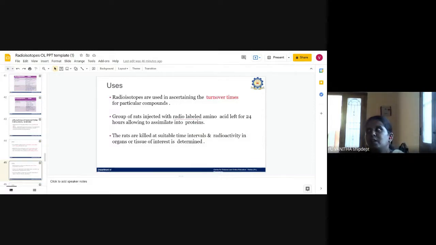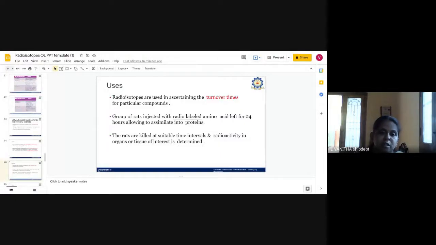Here, radioactive isotopes are used in ascertaining the turnover times for particular components. A group of rats is injected with radioactive amino acid and kept for 24 hours to allow it to assimilate into the protein. The rats are killed at a suitable time interval, and the radioactivity in the organs and tissues of interest is determined.